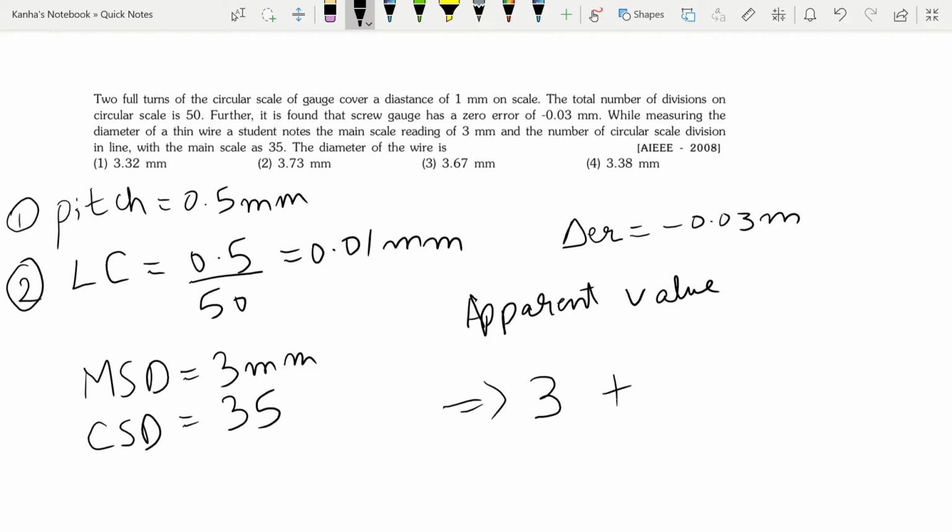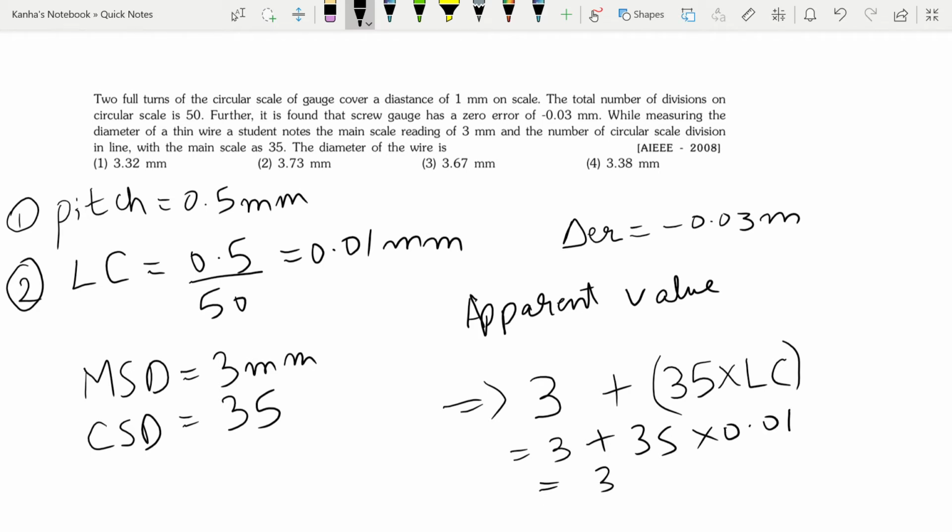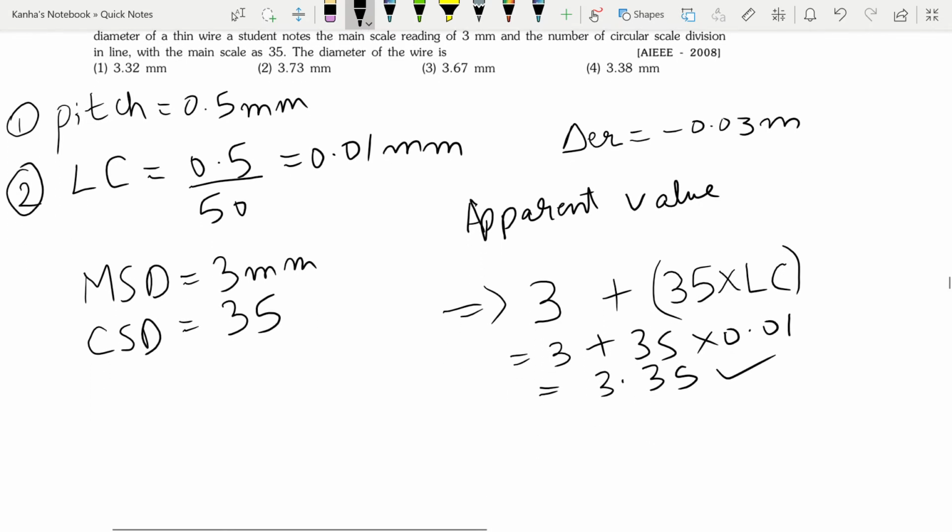So how do you write these things down? You take the whole magnitude of the main scale reading, and for the circular scale reading you multiply whatever reading you get by the least count. This is the same for the vernier caliper as well. For the vernier scale, you will be multiplying with the least count. Main scale will be as it is. So this will be 3 plus 35 into 0.01, which is nothing but 3.35. Now this was the apparent value. You will get the actual value. Actual value is always apparent, or whatever you measured, minus the zero error.